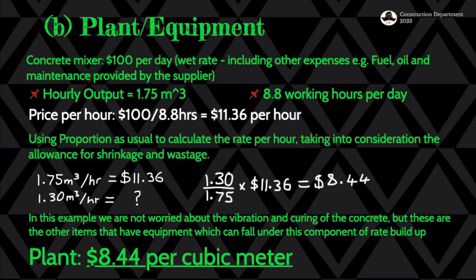Okay, so we're basically going to say, okay, so how much is it for the 1.30 cubic meters per hour? The standard that we use is 1.75 cubic meters, but that's not the one we want. So we then say 1.30 over 1.75, the cubic meters per hour, the rates, they cancel out, and then we are left with dollars. We multiply with the $11.36 per hour, and then we get our $8.44 per hour, which is the cost for using that concrete mixer per hour to achieve the 20 MPa target strength for our concrete.